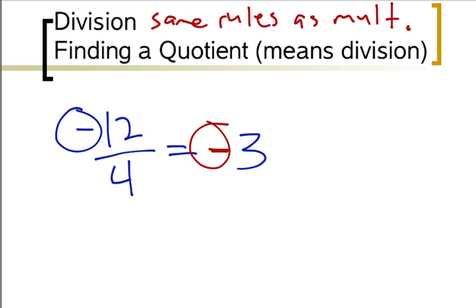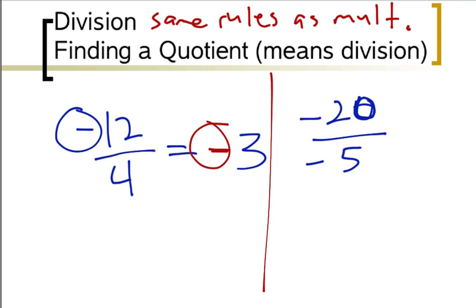Okay, so if I had a problem where it was negative 20 divided by negative 5, because they're both negative, the negative signs cancel out, and it turns to a positive 20 divided by 5, which is just 4.